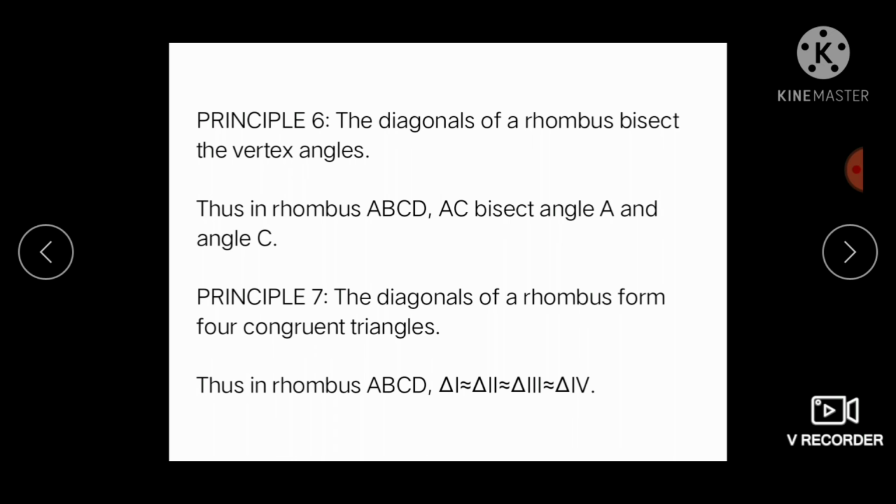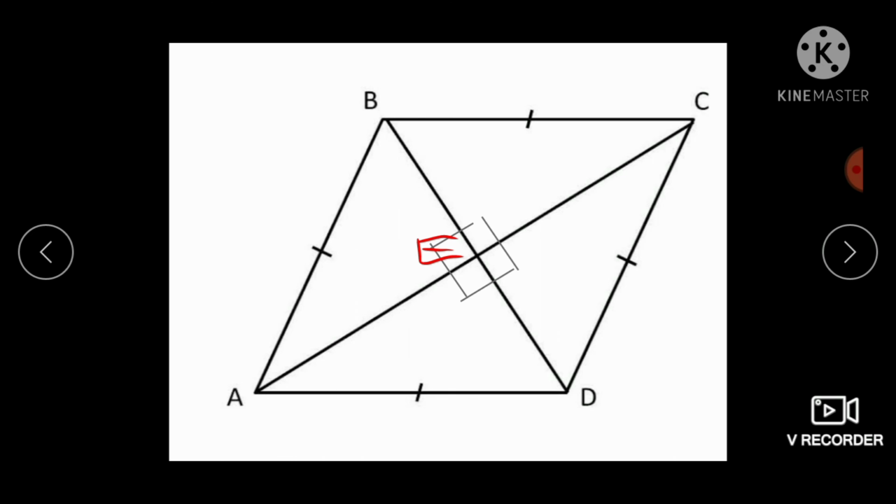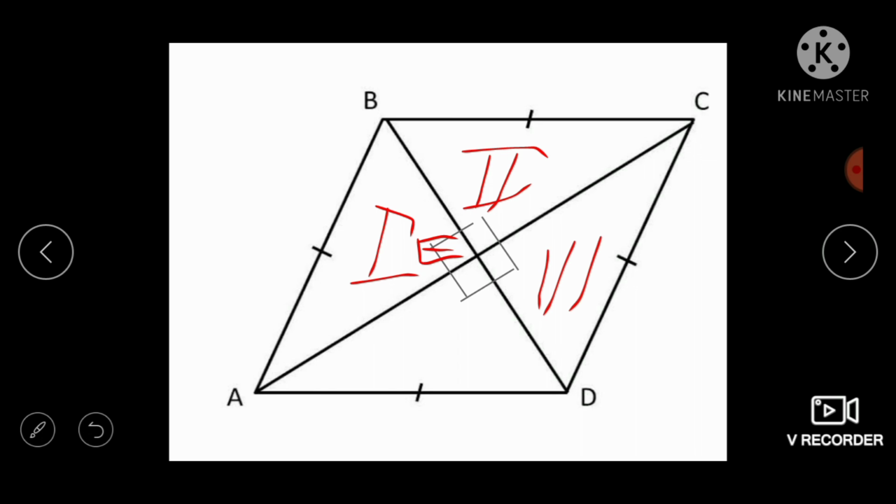Principle 7: the diagonals of a rhombus form four congruent triangles. So these are the four congruent triangles. This is the first triangle, this is the second triangle, the third triangle, and the fourth triangle.